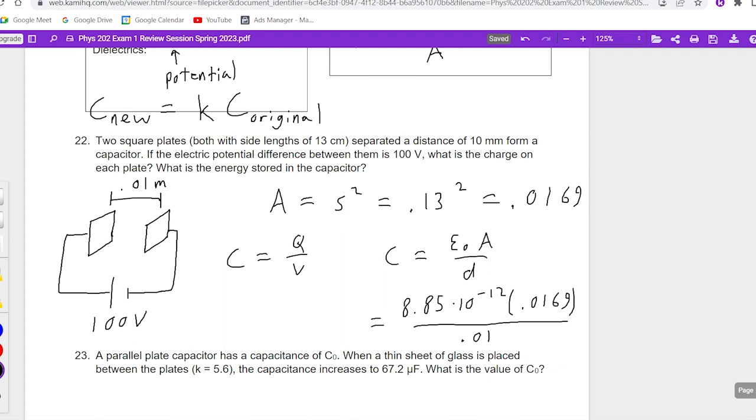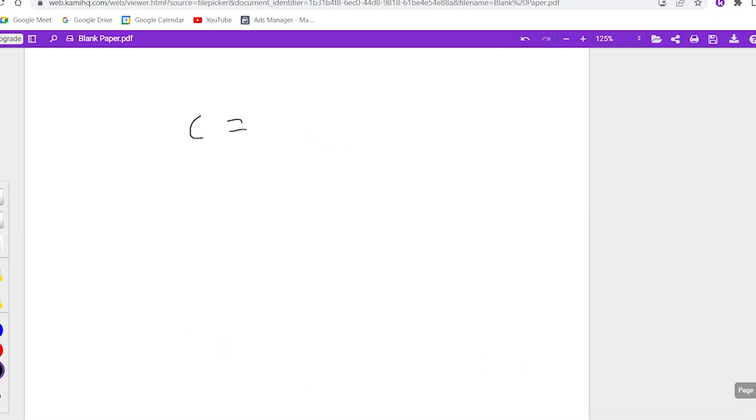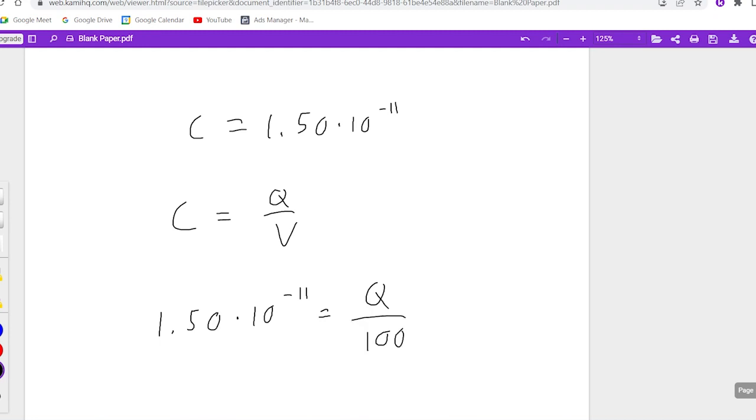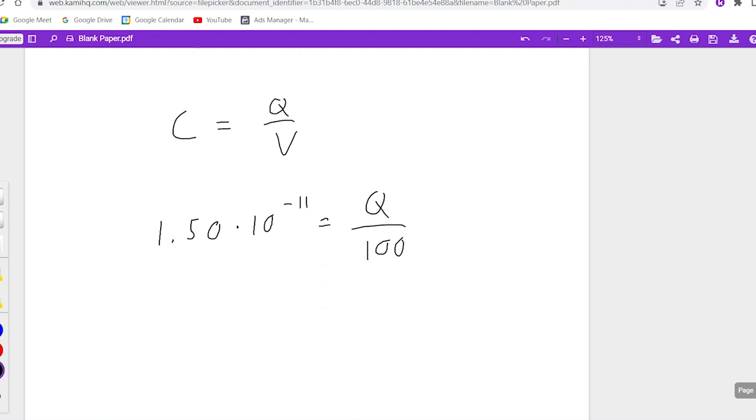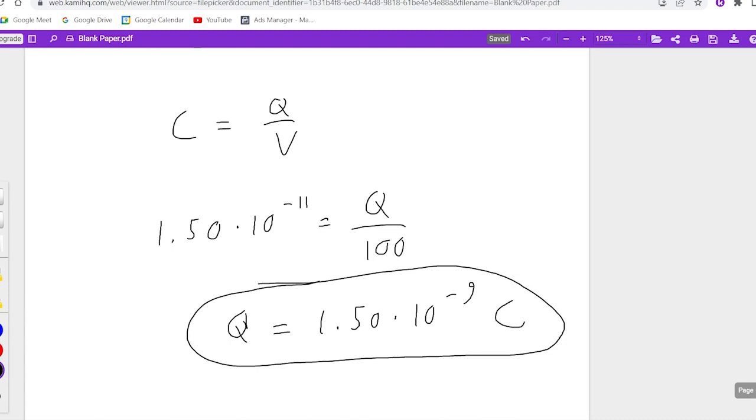If you plug that all in a calculator, you're going to get a capacitance of C equals 1.50 times 10 to the minus 11th. And now we just need to plug that in the equation C equals Q over V. So 1.50 times 10 to the minus 11th equals charge Q divided by 100. If you want to solve for Q, just multiply by 100. We'll get a charge Q of 1.50 times 10 to the minus 9th. And the units for charge are coulombs. A lot of people forget that. So coulombs is our answer there.